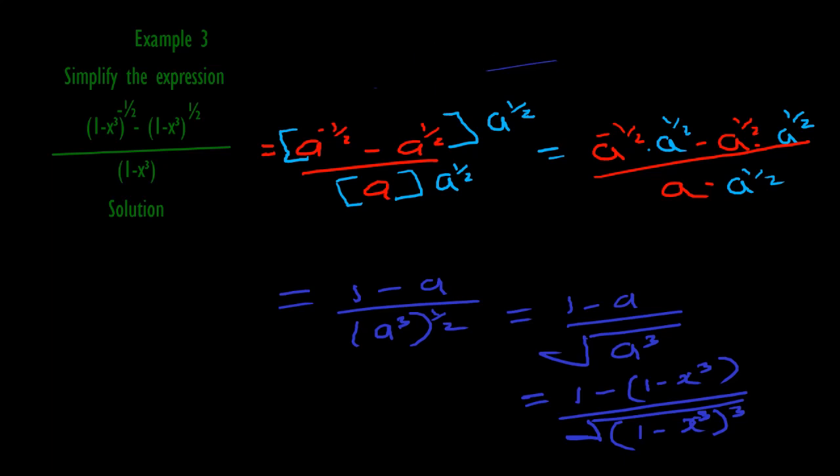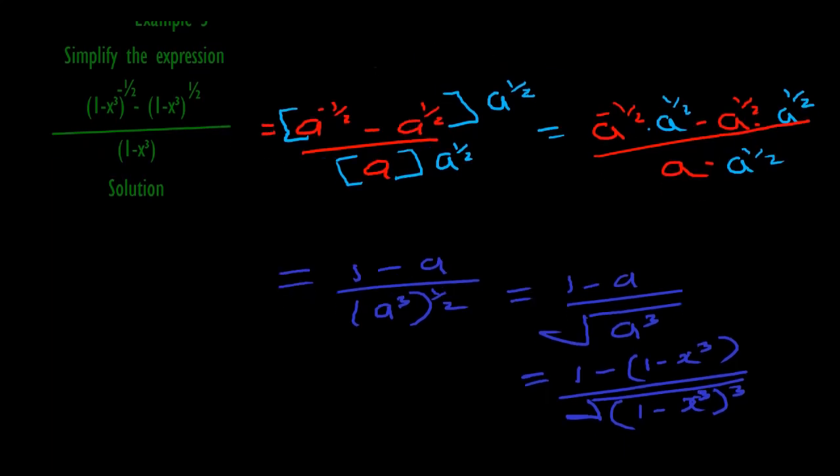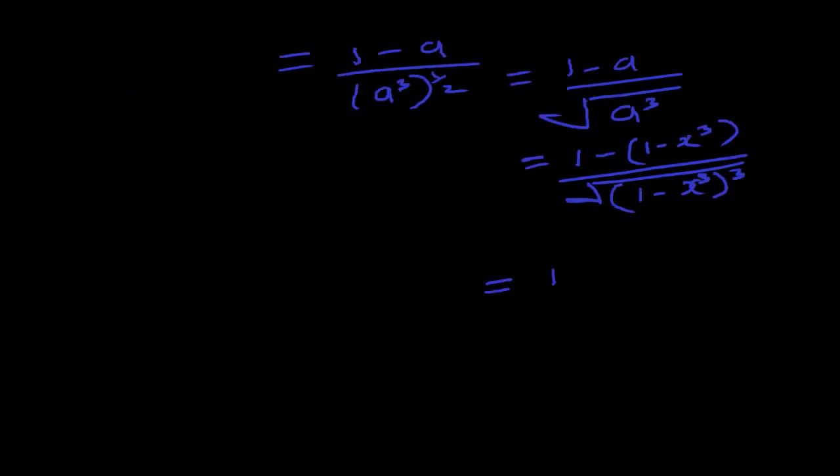From there, we can simplify further by opening the bracket in the numerator. The negative sign will affect the sign inside the bracket. So you have 1 minus 1, then negative into negative inside the bracket gives a positive sign, so that becomes plus x cubed. Then the denominator is already in its simplest form: square root of, in bracket, 1 minus x cubed, the whole of that raised to power 3.